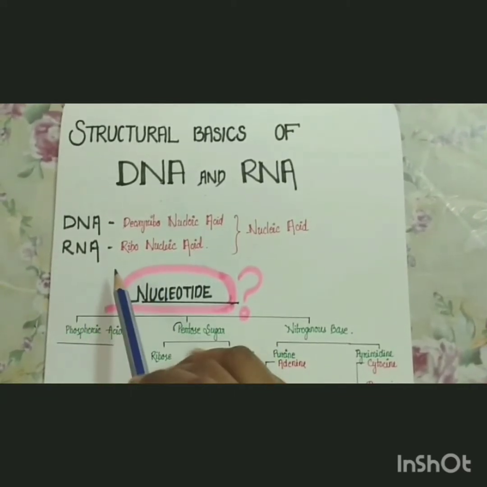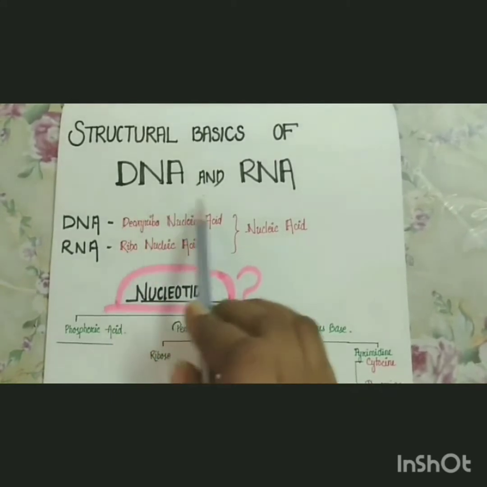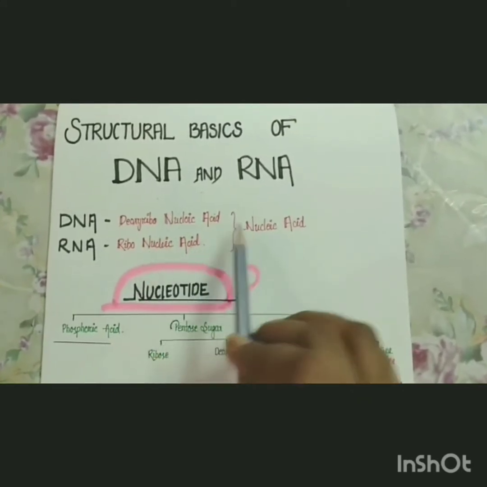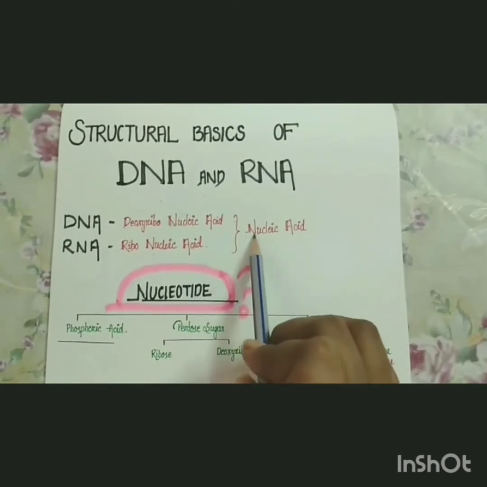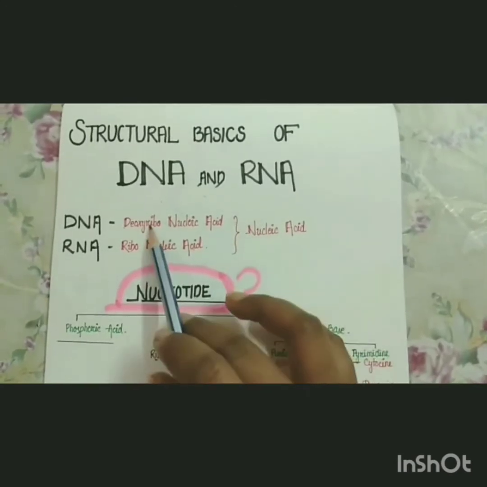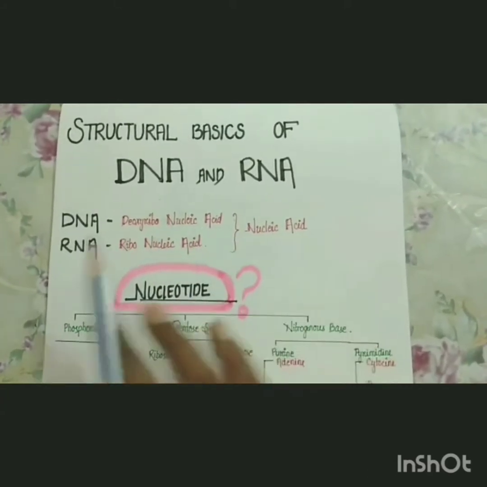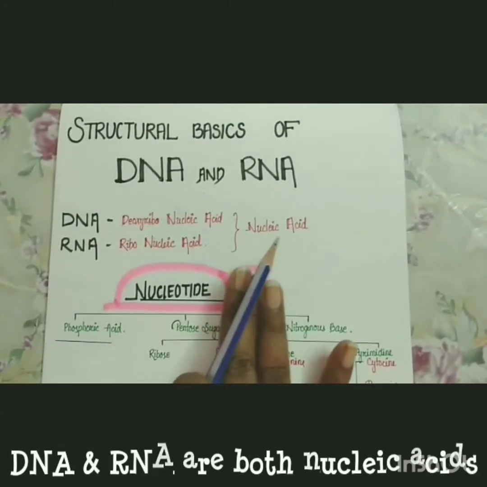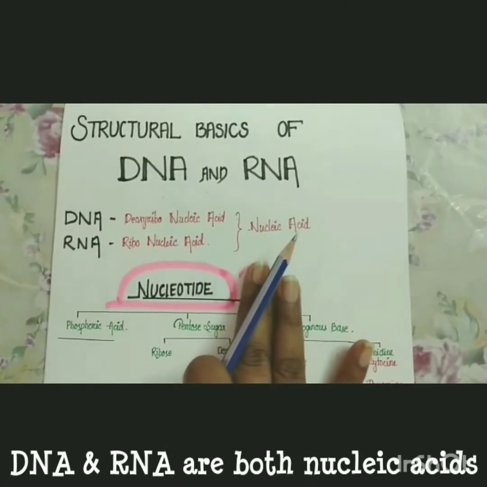As we can see, DNA and RNA have similarity in their names, and the similarity is nucleic acid. They are both nucleic acids. One is ribose and another is deoxyribose, but both are nucleic acids. These nucleic acids are the polymers of nucleotides.